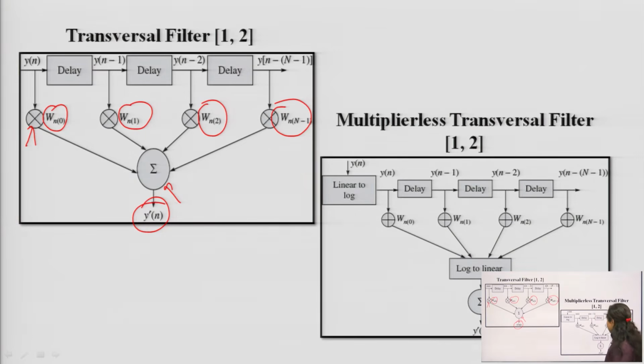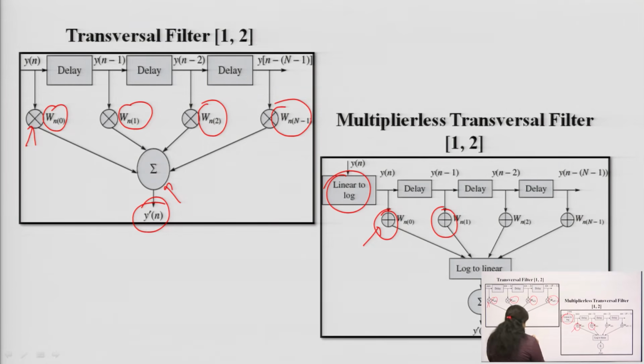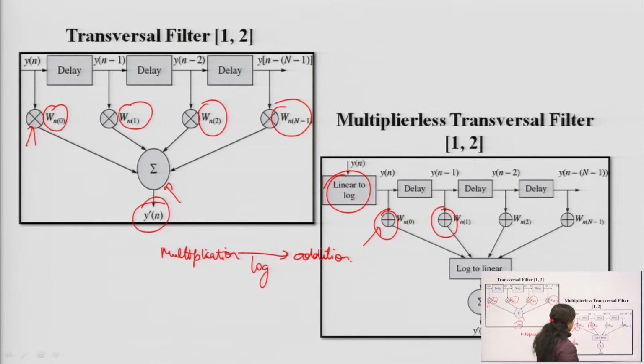In case of multiplierless, these values are added together, because we have converted the multiplier to addition by using a log value, which means that whatever multiplication is there, when it is passed through a log filter, it will be converted to addition. So, this is how the multiplierless transversal filter looks like. This is how the addition will be there, this is log to linear.